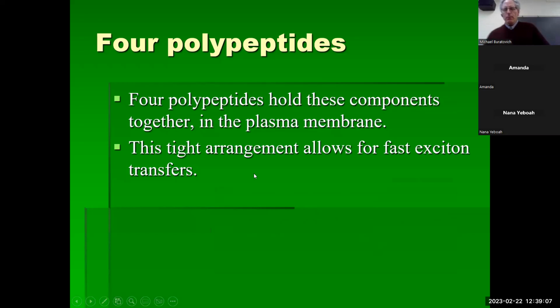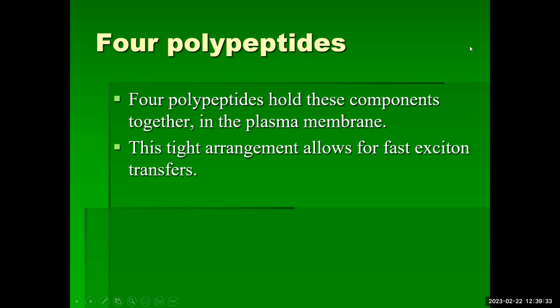So the Rhodopseudomonas is a purple sulfur bacterium. I hope that puts that in context. So its photosystem has 4 different polypeptides that hold the pigments and everything else in place. This also forms a semi-solid state arrangement in the membrane. So you get very fast exciton transfers.